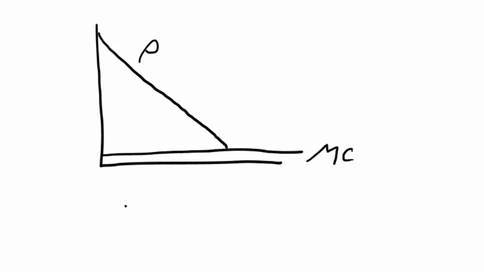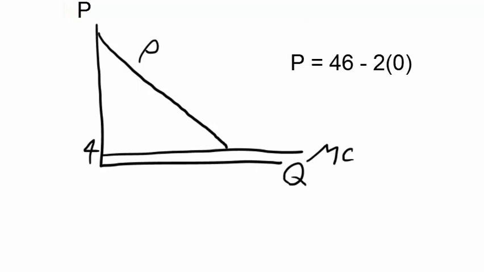So we know our marginal cost from earlier, which was 4, and we want to figure out this maximum point. Well, if we look at our price function, which was 46 minus 2Q, we look at our axes, which are price and quantity. And so at this point on this axis, Q equals 0. So what we would do is we would plug 0 into 46 minus 2Q, and so the 2 goes away, so all we're left with is 46.